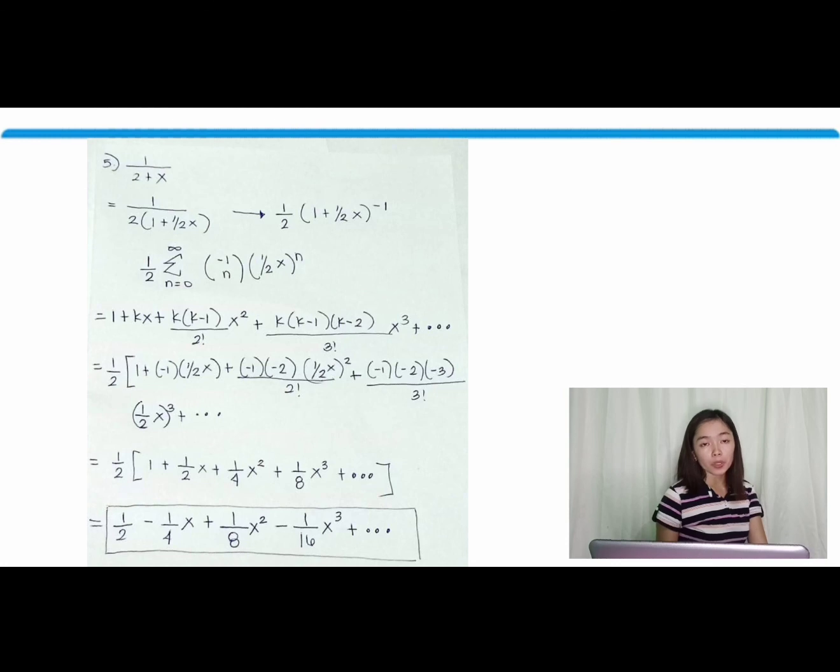So 1/2 multiplied by 1, we have 1/2, minus 1 over 4x plus 1 over 8x squared minus 1 over 16x cubed plus dot dot dot. So the first 4 terms for this example are 1/2 minus 1/4 x plus 1/8 x squared minus 1 over 16x cubed plus dot dot dot.